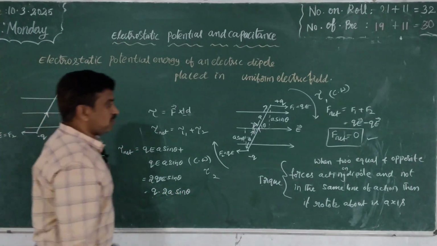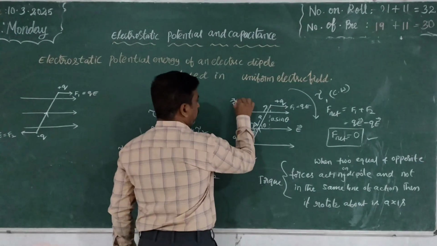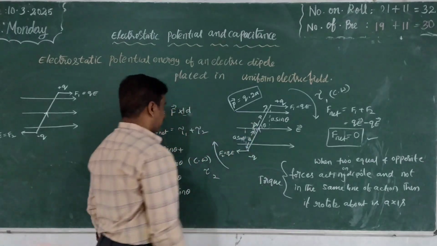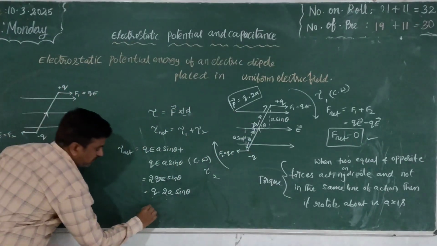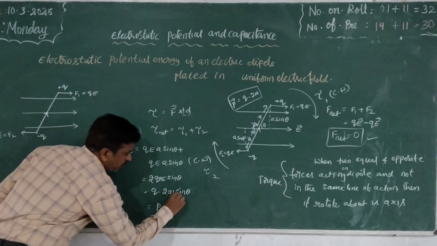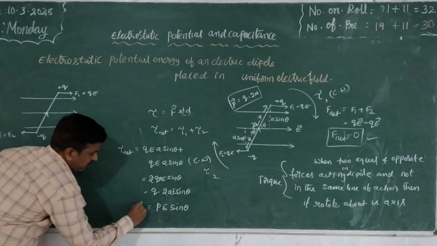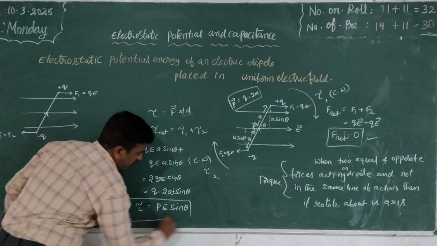Q into 2A means dipole moment. So dipole moment equal to Q into 2A. It is the electric dipole moment. So instead of this we can write P, and we get PE sin theta. What is the net torque now? PE sin theta.